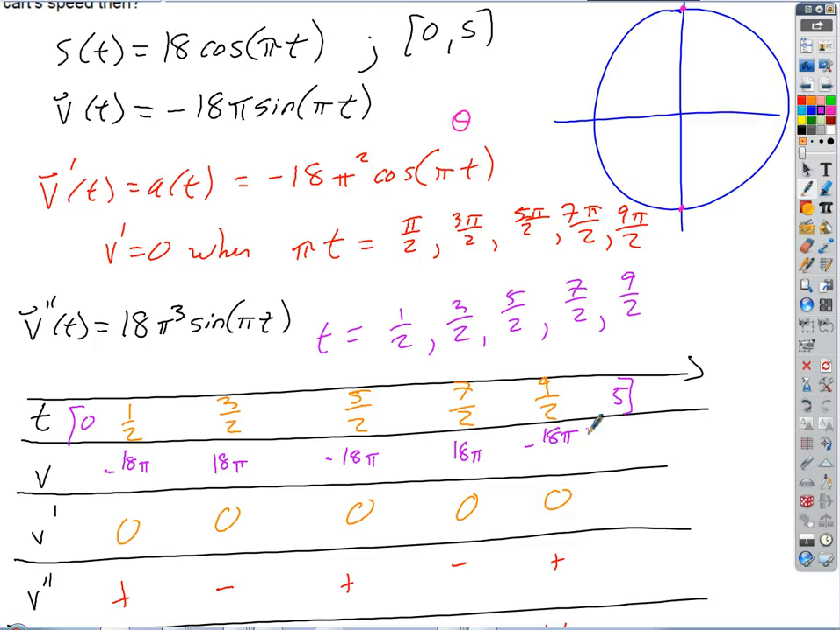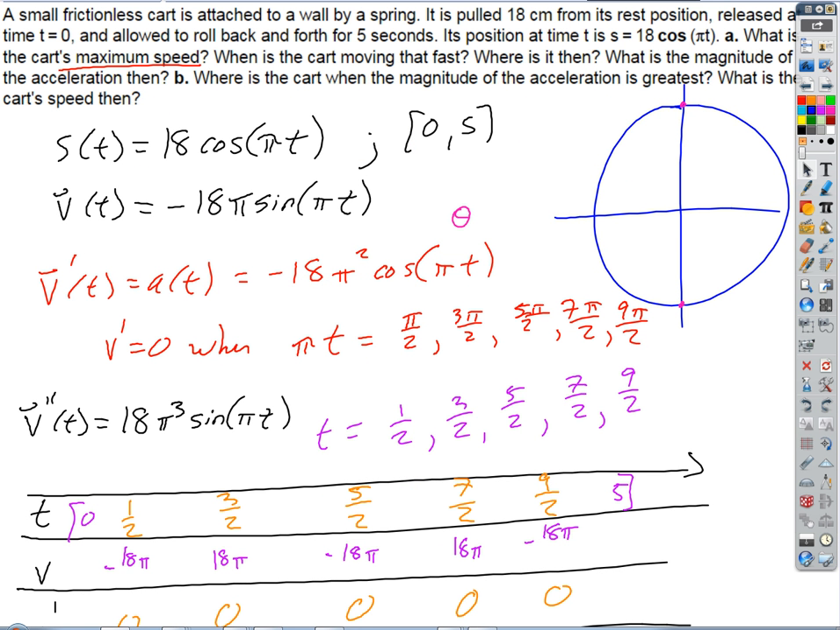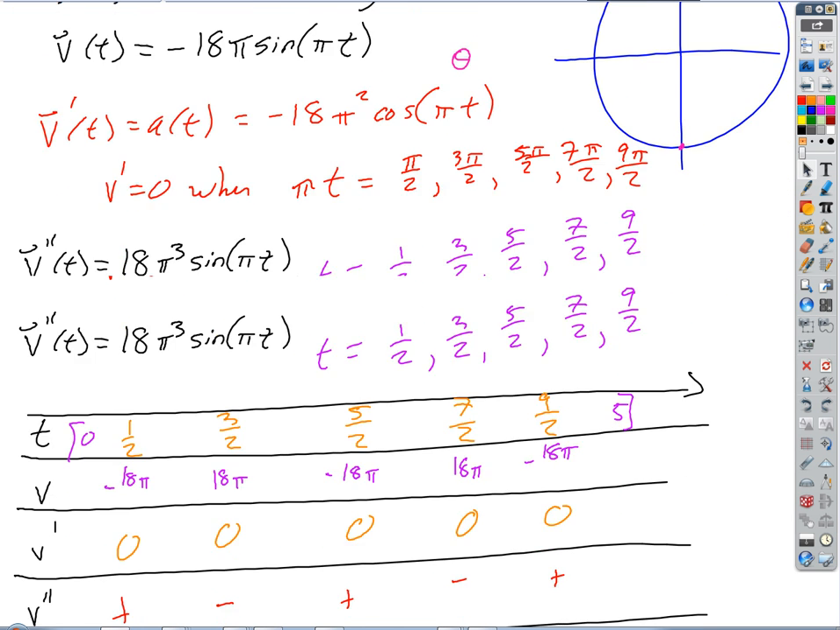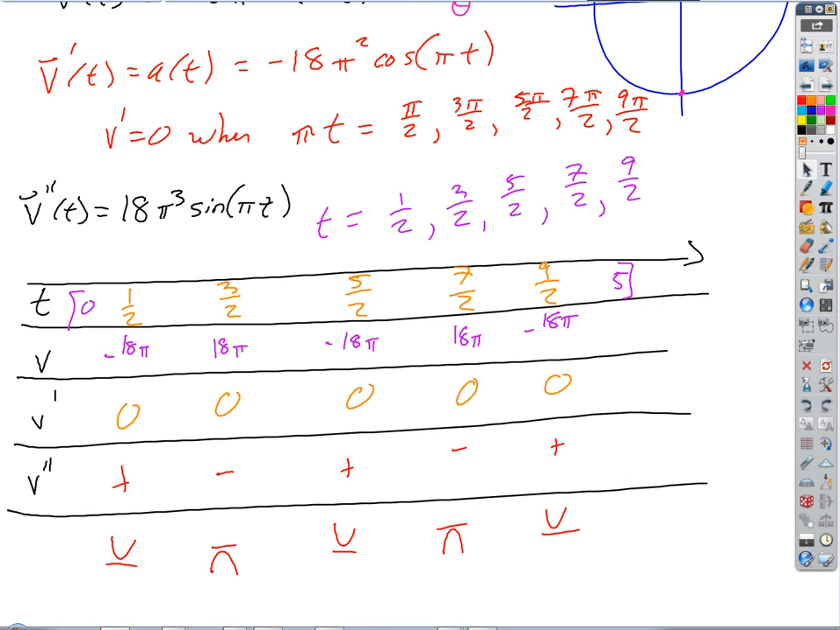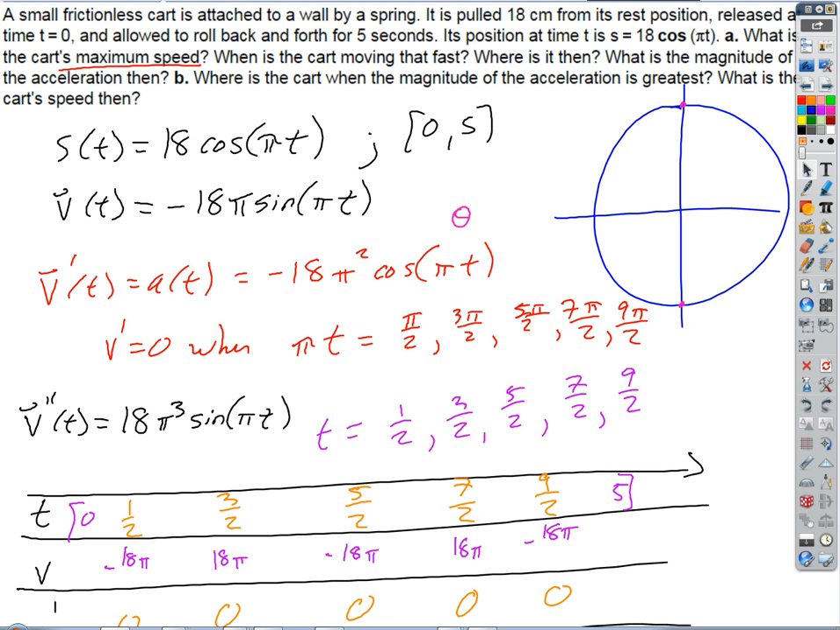You can't just put in 18 pi or 12 pi, you actually have to check. Going back then, what is the maximum speed? 18 pi. When is the cart moving that fast? At t equals 0.5, 1.5, 2.5, 3.5, 4.5 seconds. Yes, at all those times it's moving that fast.